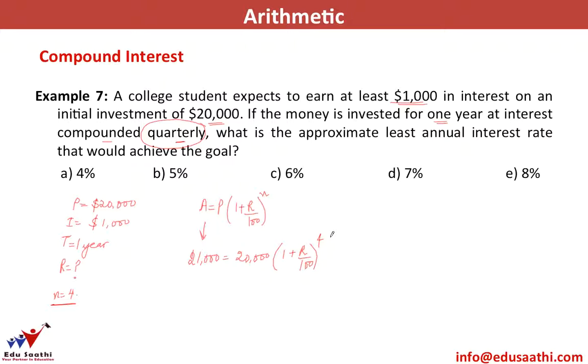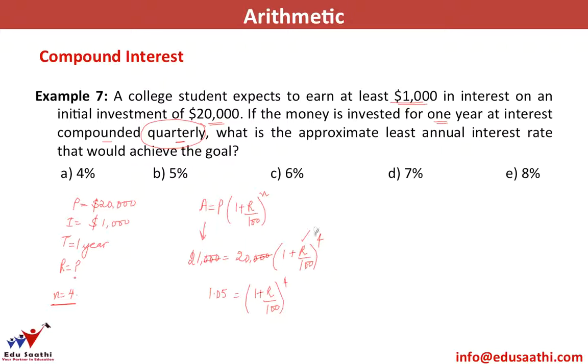Why raised to power 4? Because the compounding is happening quarterly. So the rate that you would get here would be also a quarter rate, which has to be multiplied with 4 to get you your answer. So if I just try to solve this thing out, 21 divided by 20, I get a value of 1.05 is equal to 1 plus R by 100 raised to power 4.